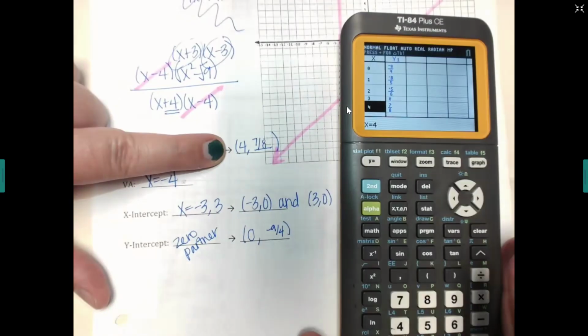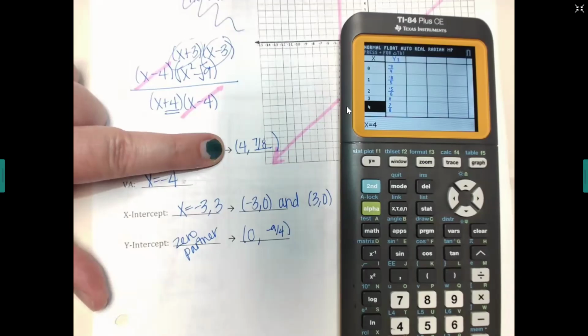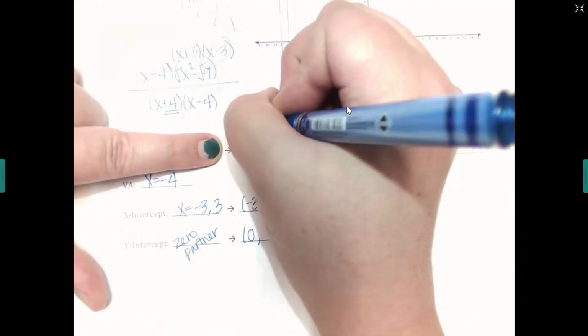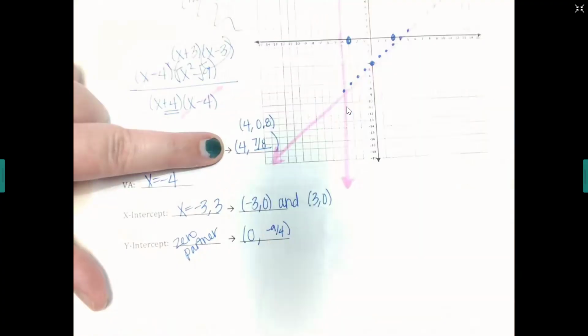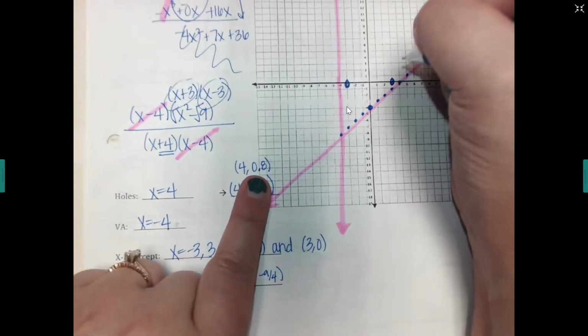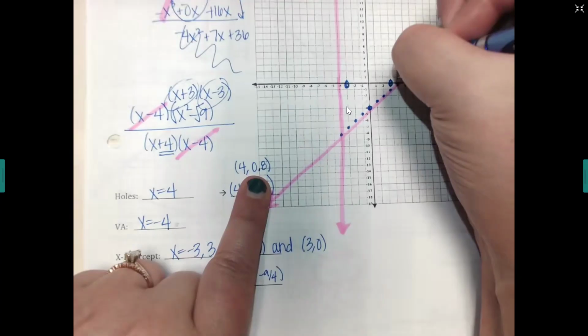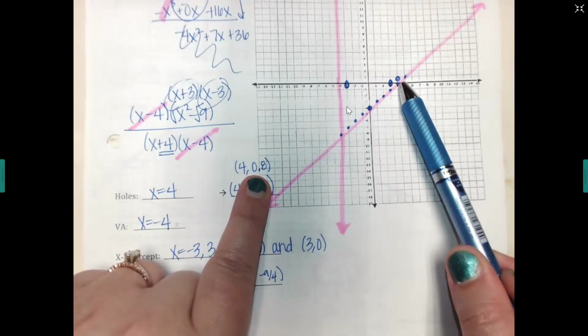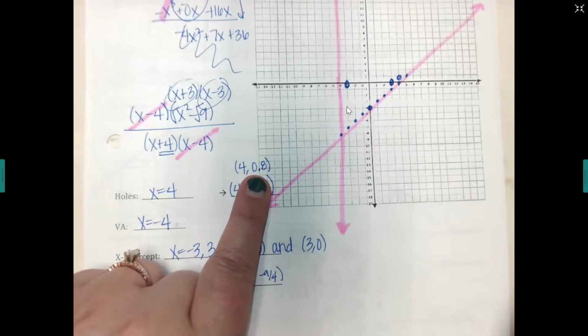Now remember, if those come out as fractions, all you have to do is divide to turn them into decimals. So 7/8 is the same as 0.875. And then I'm going to graph it. So 4, 0.875 would be here. And then y'all, when you graph it, make sure that looks like a hole. Mine doesn't really, but it's a hole.